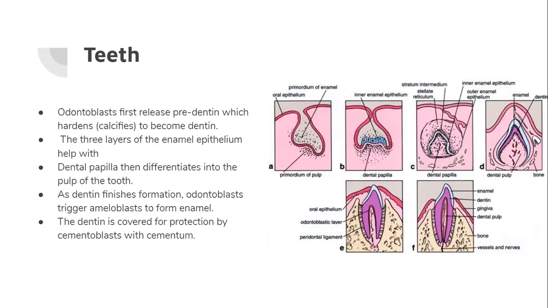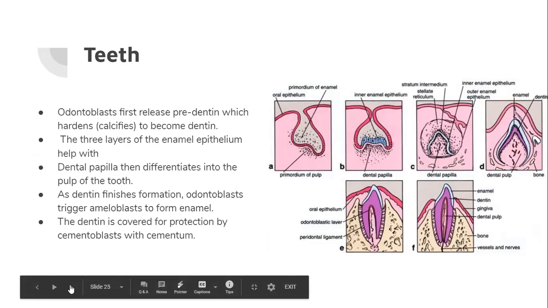The ameloblasts will be triggered by the odontoblasts, which forms the specific enamel, and the enamel will just keep growing up. It's pretty cool how that kind of emerges. At the end, the dentin is your root, pretty much, so it needs to be covered by protection. Cementoblasts will come in with cementum and cover it, and that'll help your root surface not be exposed and help protect the tooth as much as possible.